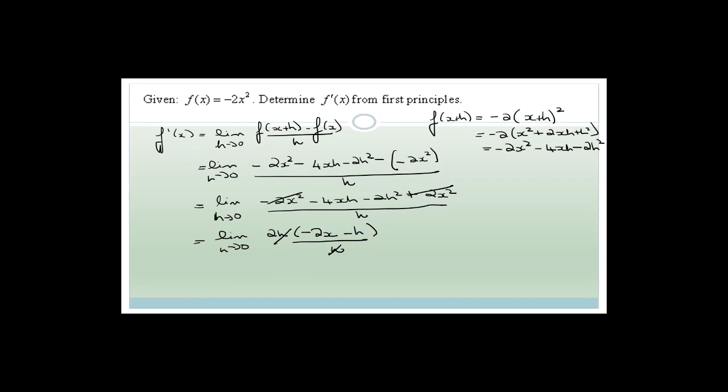Well, as h tends to 0, this h goes away. So what are we left with? We're left with 2 times minus 2x, which is just minus 4x. The final answer: the first derivative of f of x equals minus 2x squared is equal to minus 4x.